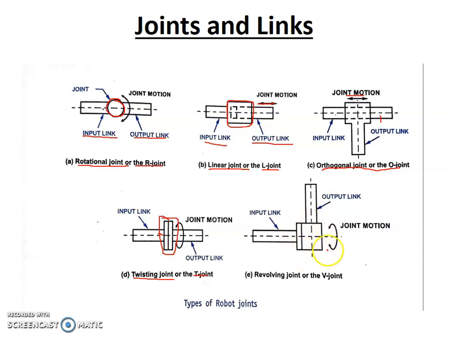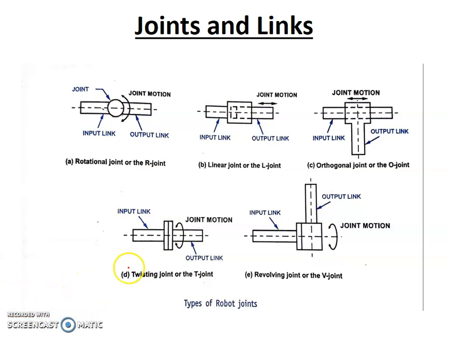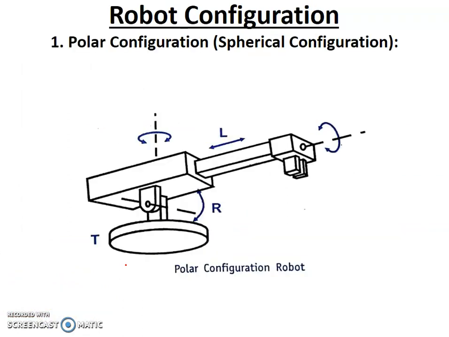Another one is called the revolving joint. We can observe here we have an input link. This is the output link. The output link axis is perpendicular to the input link. So here we can have revolving motion in the joint. This is called the revolving joint. So these are all the main joints and links used in the robot.